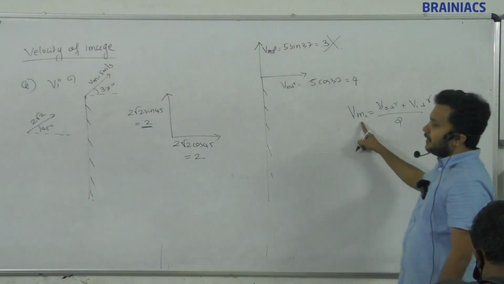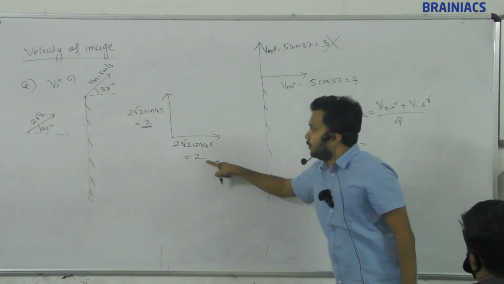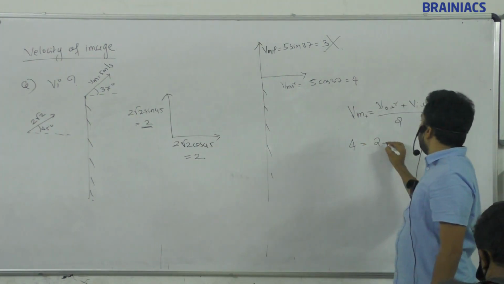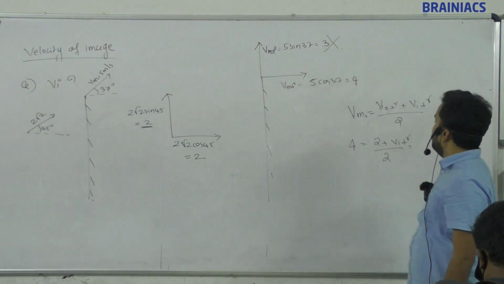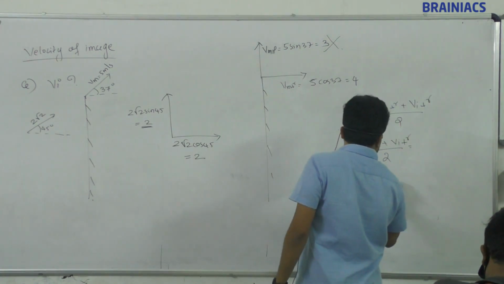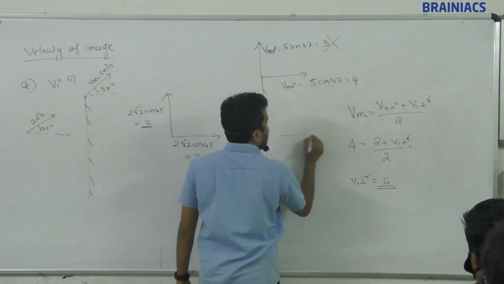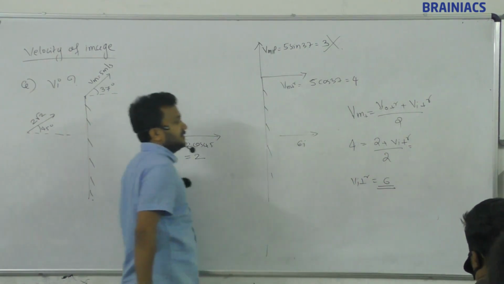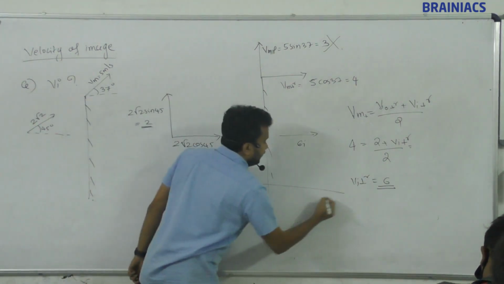So velocity of mirror perpendicular is how much? 4. Velocity of object perpendicular is what? 2, plus velocity of image perpendicular, divided by 2, is equal to how much? 8 minus 2. Velocity of image perpendicular equals 6, which means it is moving with a speed of 6i, positive x direction.